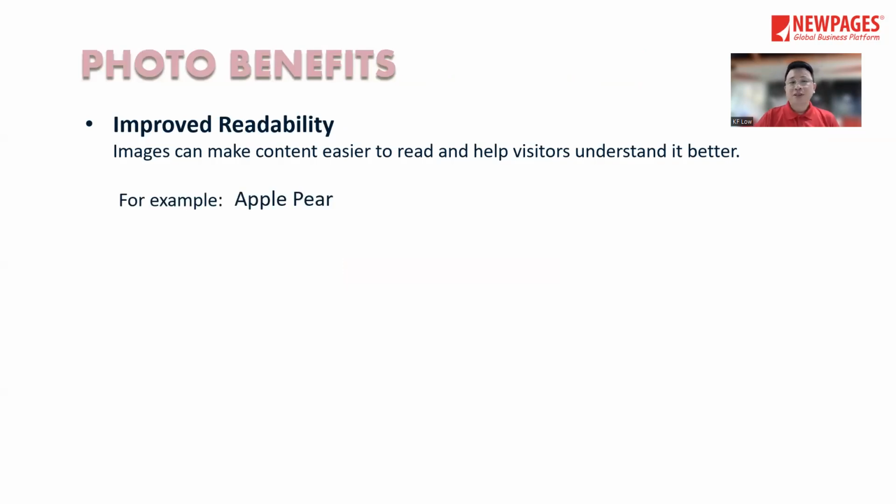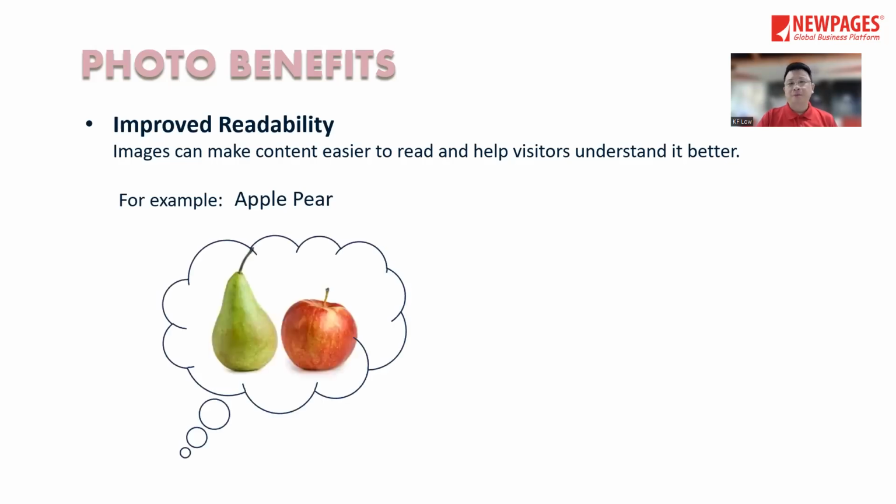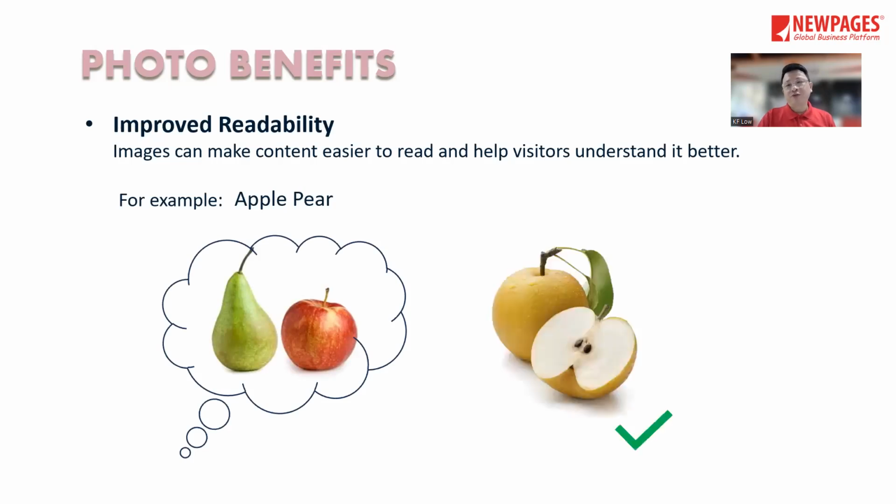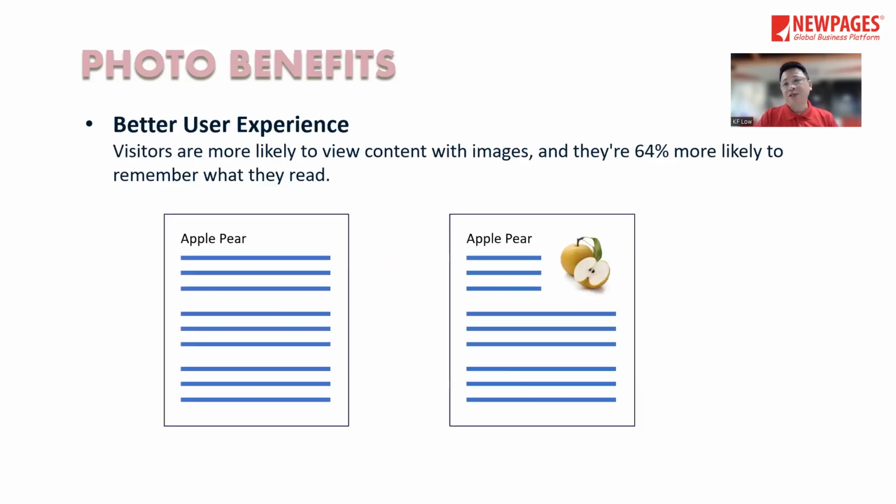For example, let me give you a very simple example. If you are searching for apple pear, most of us might think that apple pear is a combination of two fruits, apple and pear. But in actual fact, there is a fruit called apple pear. So if you use pictures to relate with the text, then people will understand better. This is what we mean by a better user experience.